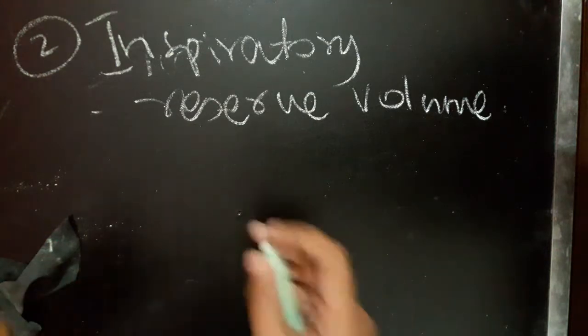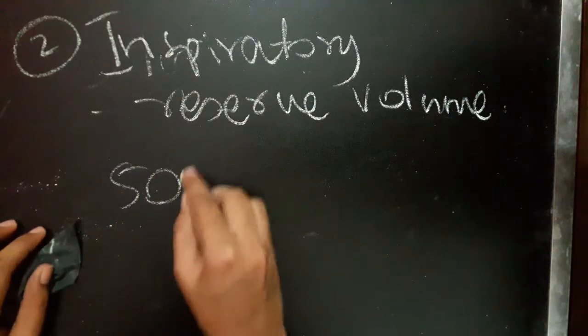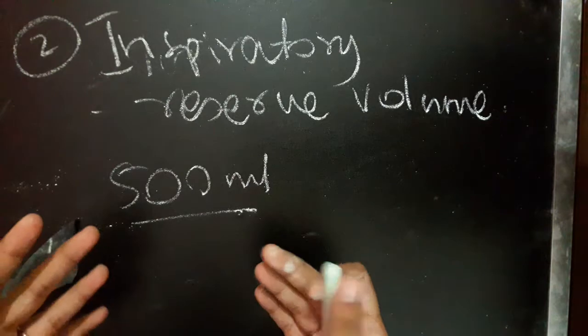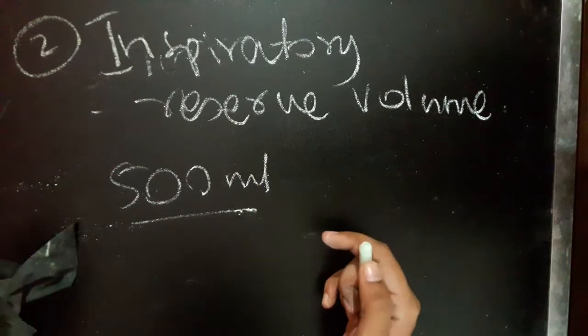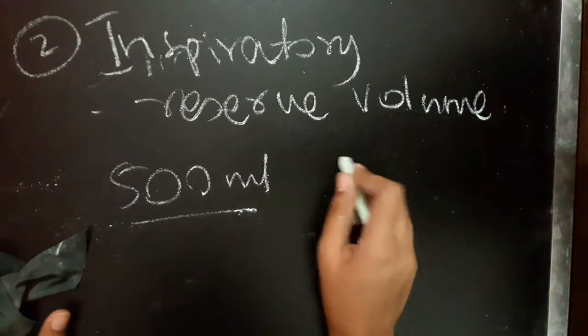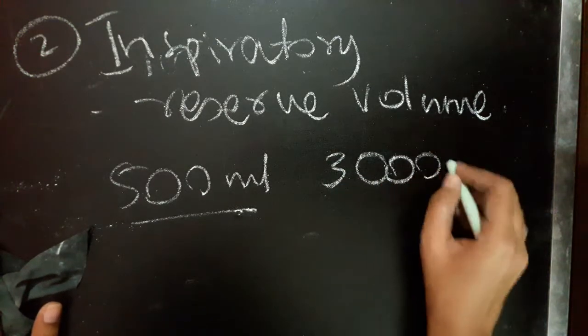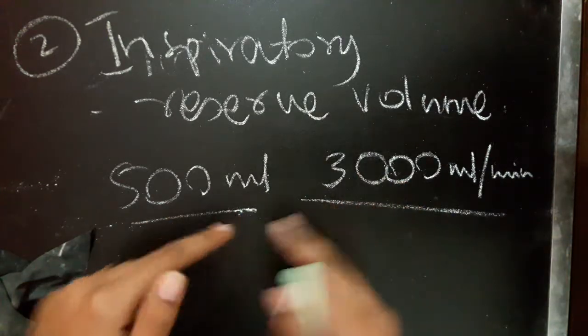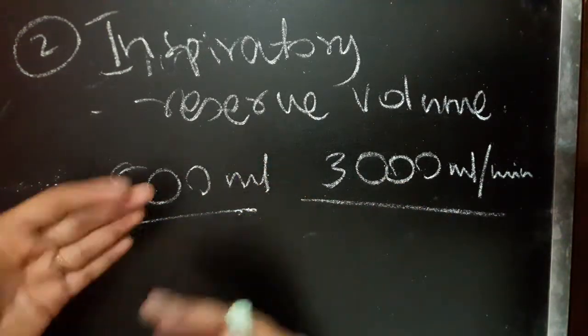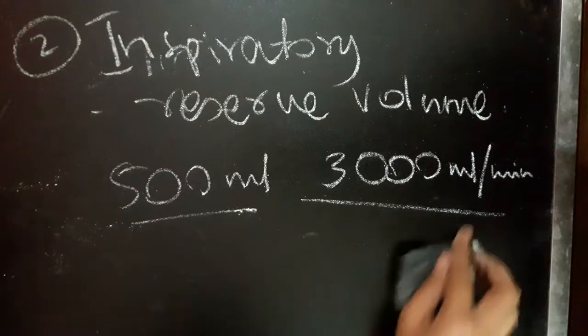This extra amount of air that you're breathing above the 500 milliliter that you normally breathe with each normal breath is known as your inspiratory reserve volume, which is equivalent to around 3000 milliliter per minute. So this is the amount of air that you breathe over and above your tidal volume, the normal volume that you breathe with normal breaths. So this is your second volume.